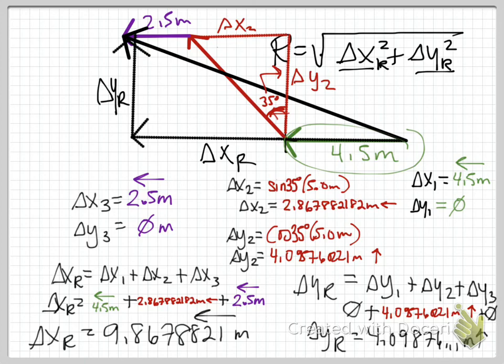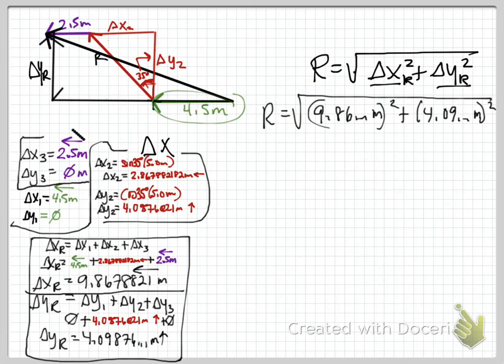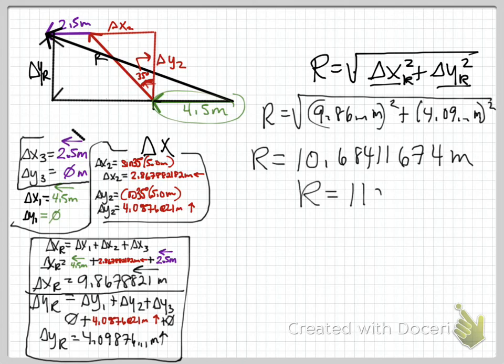Now we have to go back to our big triangle. So r is equal to the square root of 9.8678821 meters squared plus 4.09876, etc. meters squared, giving r a value of 10.68411,674 meters. With sig figs, of course, of which we only have 2, r will become 11 meters. Now, let's figure out that heading.